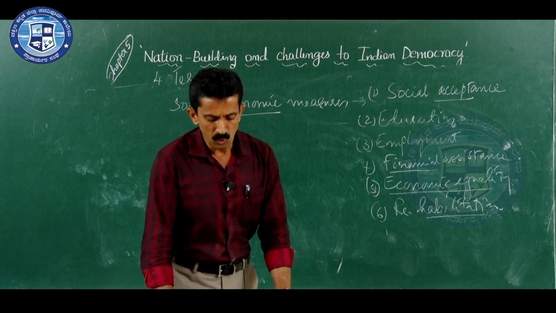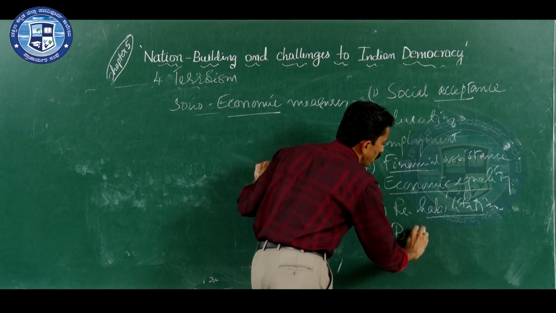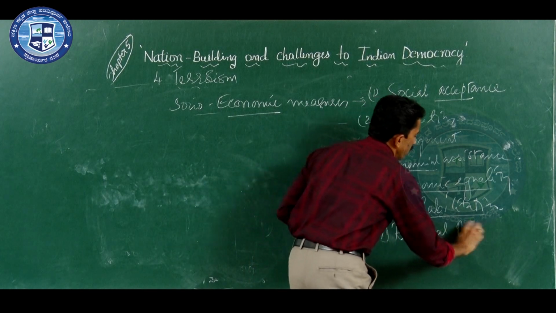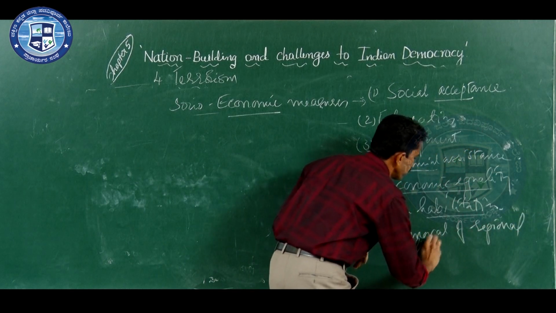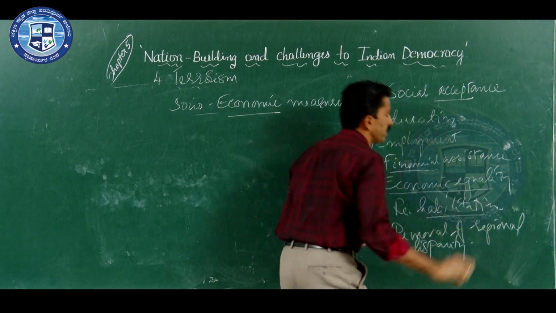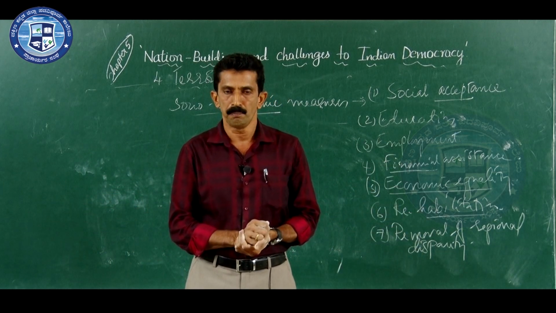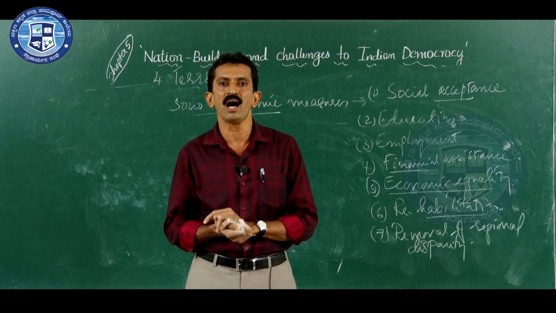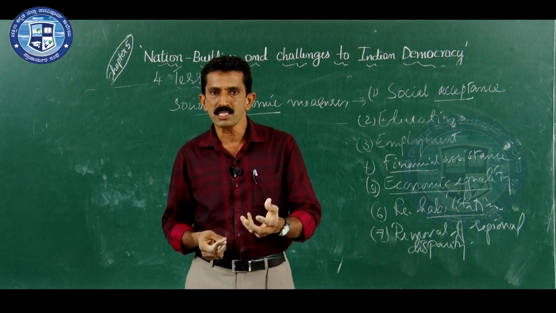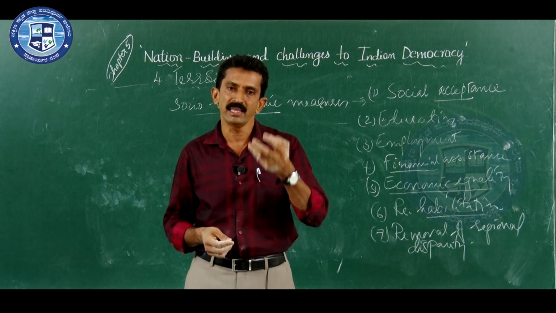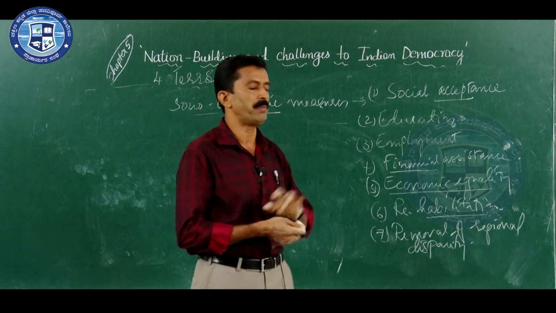And removal of regional disparity. The seventh one, removal of regional disparity. All the regions in India are not equally developed. So there are some underdeveloped areas, and in those areas people become terrorists because of the underdevelopment.